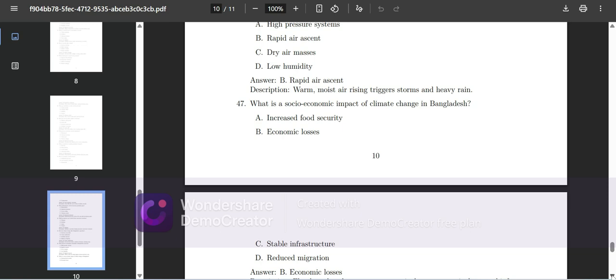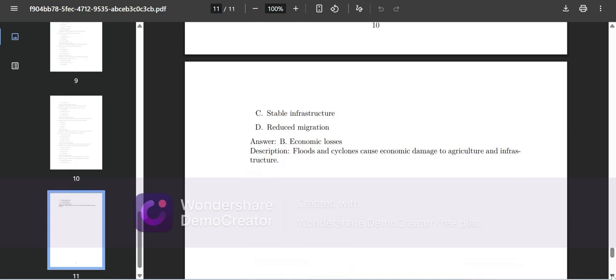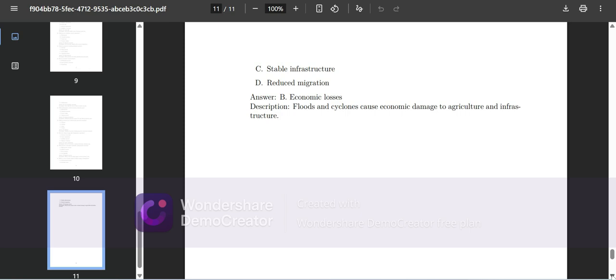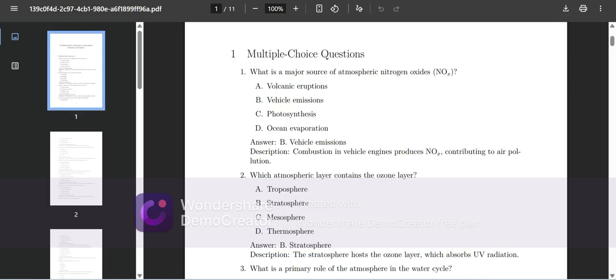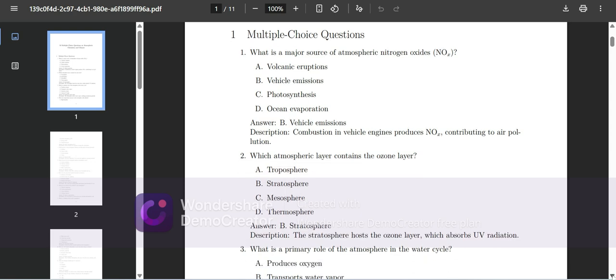What is a socio-economic impact of climate change in Bangladesh? Economic losses. Floods and cyclones cause economic damage to agriculture and infrastructure. What is a major source of atmospheric nitrogen oxides? Vehicle emissions. Combustion in vehicle engines produces nitrogen oxides, contributing to air pollution.